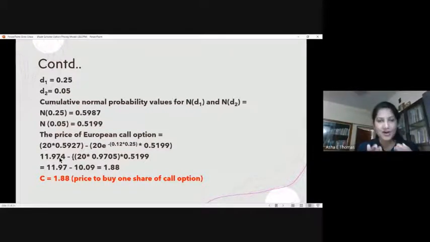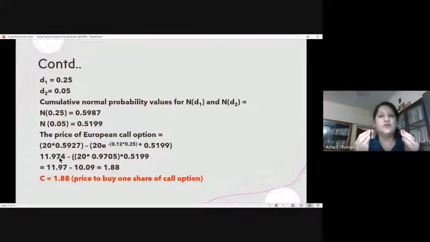So what I would like to conclude is that this 1.88 is a theoretical price. Now, when I look into the market, maybe I don't get the same price, or I am not offered the same price in the market. Maybe it is a little high or maybe it is low. So it is for the investor to identify whether this particular price is overpriced or underpriced, and based on that, his transactions and further movements would happen in the market.